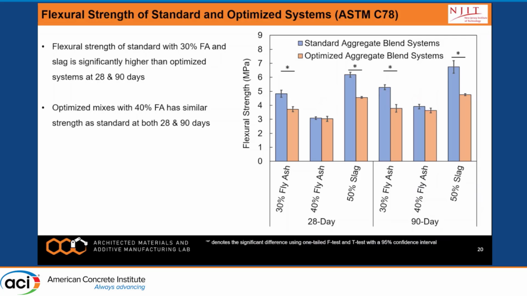And finally, the flexural strength. There were some statistical differences between the standard and optimized design for 30% fly ash, but there was no variation for the case of the 40% fly ash, and this remained the same for the 90 days test results as well. So considering all these mechanical properties, we did see some decrease, but there were cases of 50% slag and 40% fly ash replacement with optimized aggregates where these values didn't change too much, and they remained very similar to the case of standard aggregate systems.